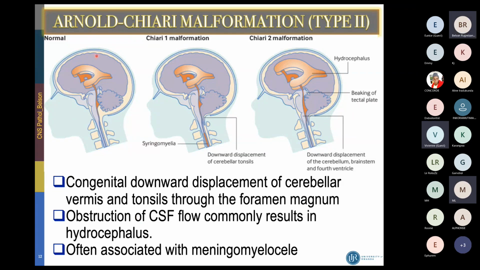So here you see the normal anatomy. We have the cerebrum and the cerebellum here. We have the pons here and so on. So in a Chiari type 1 malformation, Arnold Chiari type 1, you see that a part of the cerebellum is trying to go down towards the spinal cord. So you can compare this diagram to this one. A part of the cerebellum here is descending here.